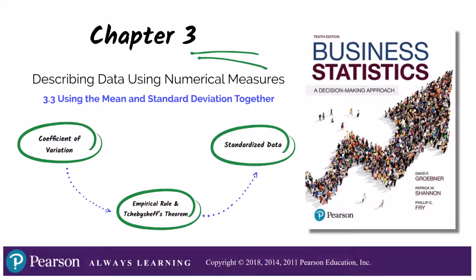Hey everyone, welcome back. In this video, we're going to continue our discussion on chapter 3, and we're going to talk about some of the statistical tools that we could use with the mean and standard deviation together. We will learn how to compute the coefficient of variation, and then next, we're going to talk about the empirical rule and Chebyshev's theorem. Then we're going to wrap it up to learn how to compute the z-score and standardizing data. So let's get started.